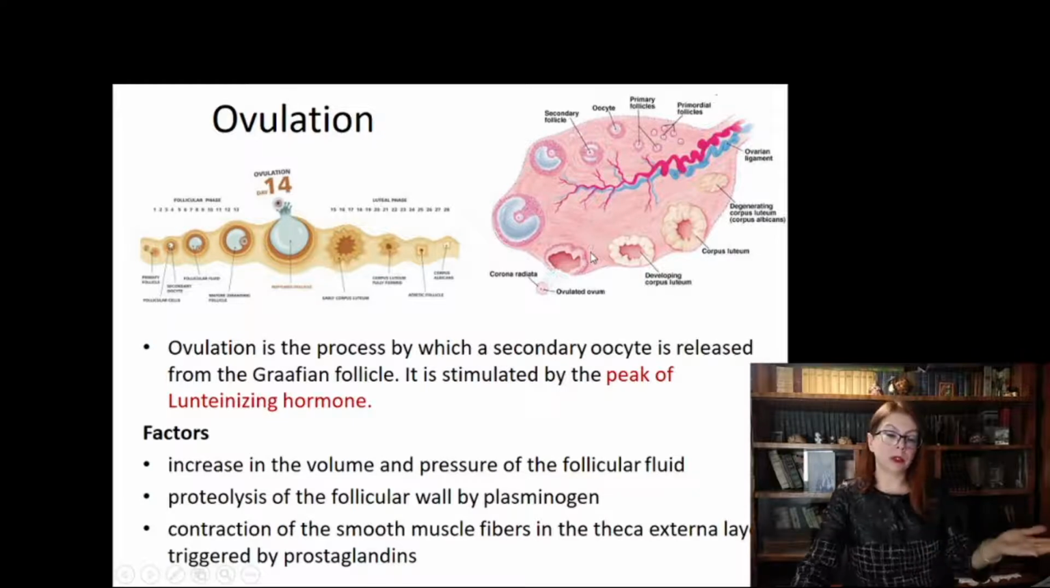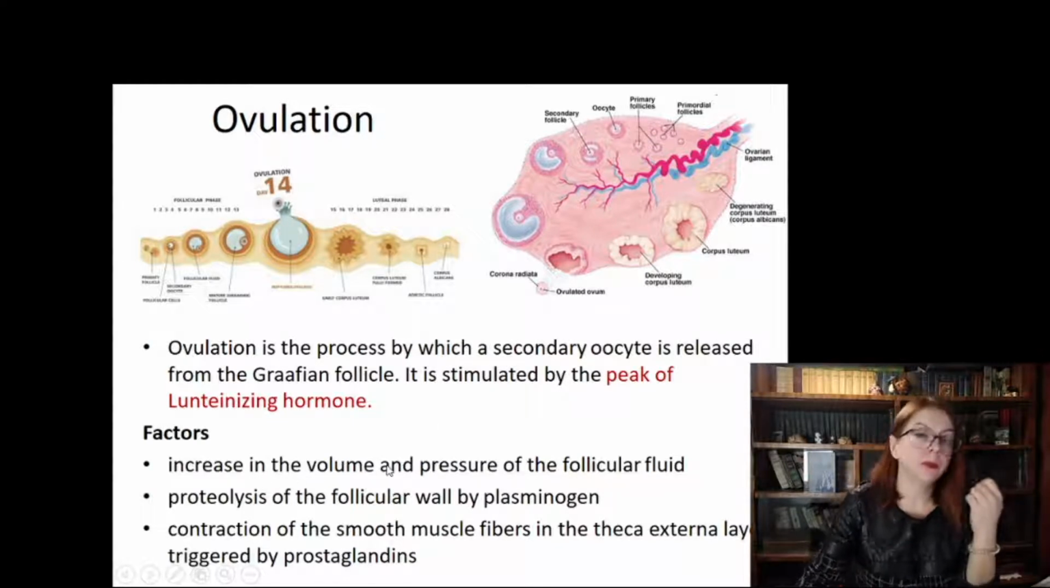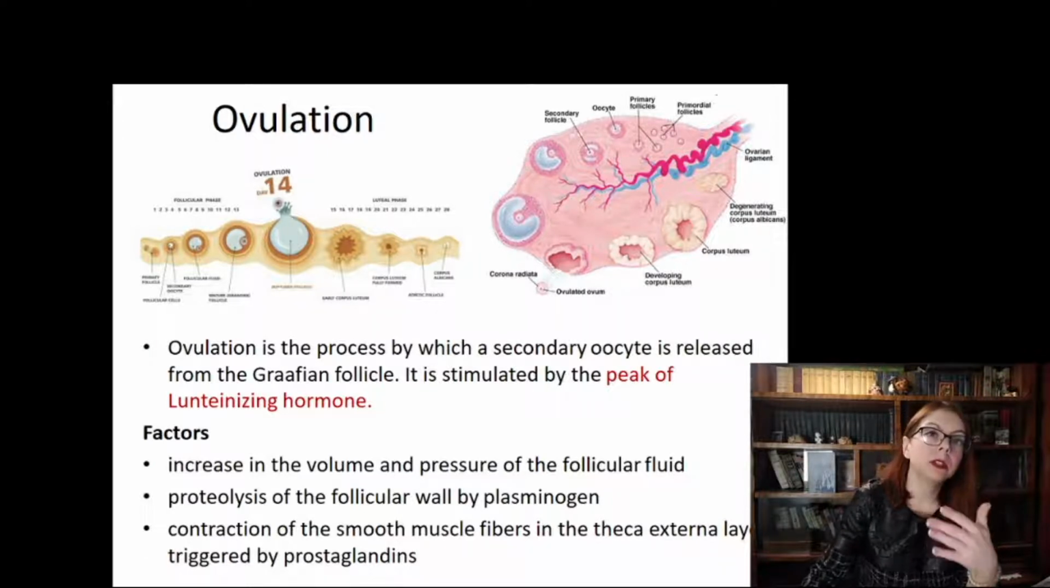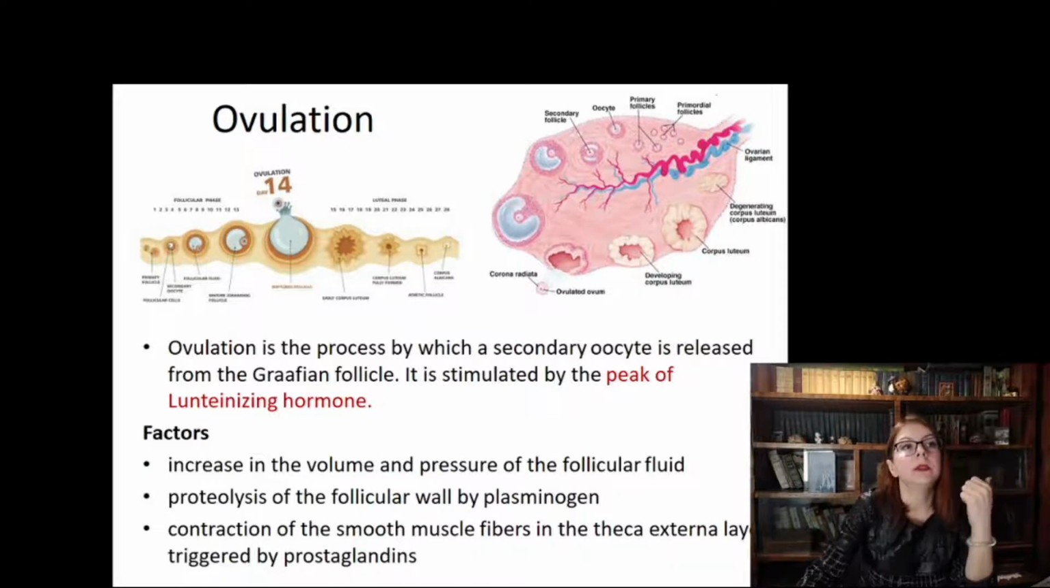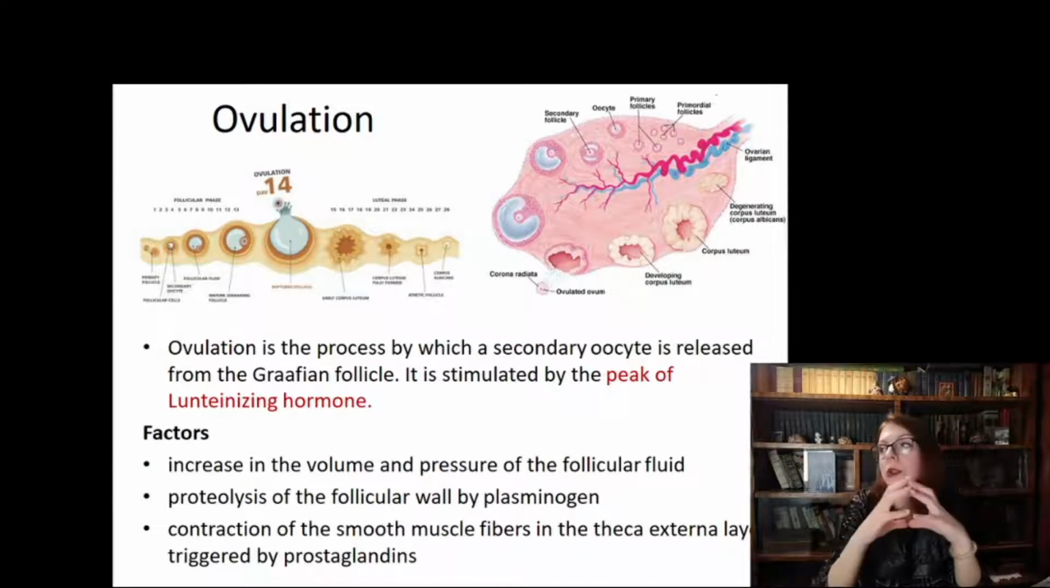What stimulates ovulation? First of all, this is increased volume of the Graafian follicle, because at the end of its existence, this Graafian follicle contains more and more fluid. At the same time, granulosa cells stop proliferating, but they still produce fluid. And as the follicle doesn't grow, but pressure inside increases, as a result, it ruptures.